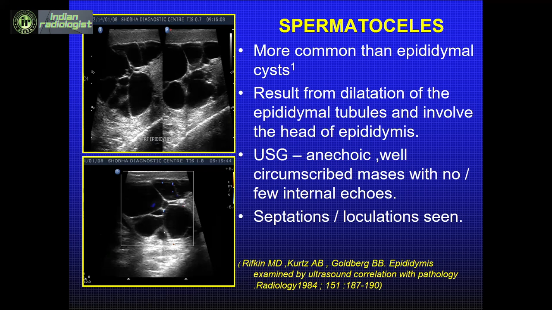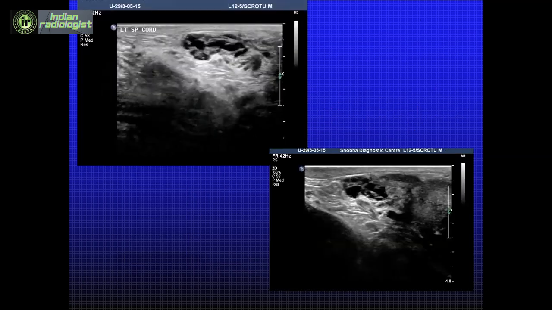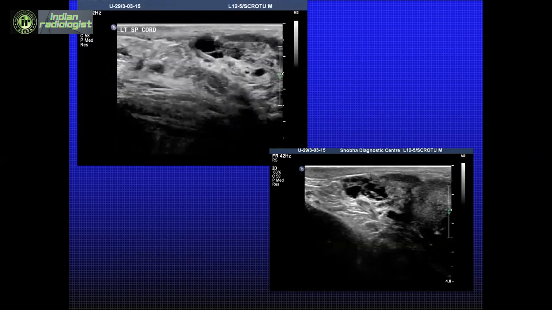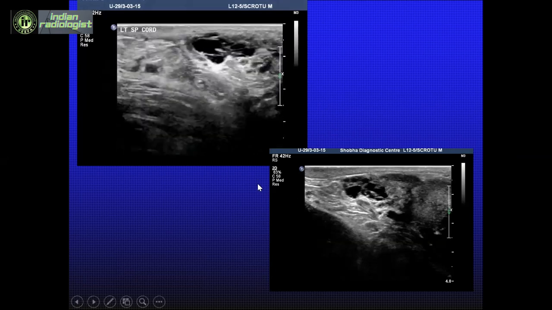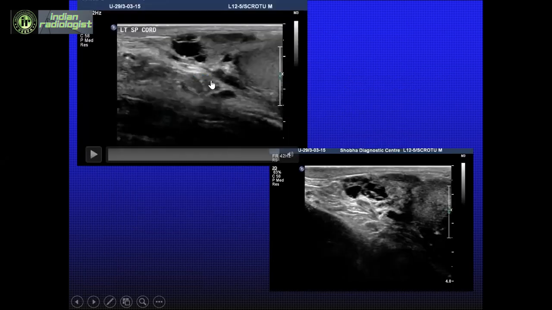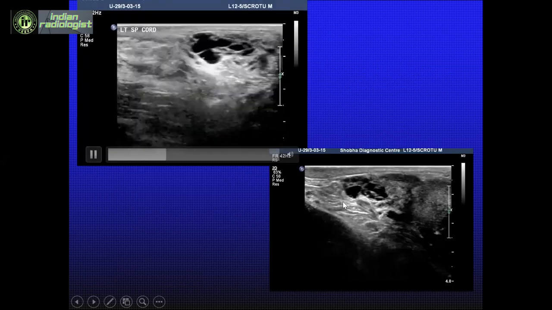But in our practice, we write epididymal cyst if it is a single lesion, but if it is multilocular, multiseptated like this, we say that this is most probably a spermatocele. Many of these patients, in fact, have undergone vasectomy and they show this kind of spermatocele, where this case clearly shows this on the video.